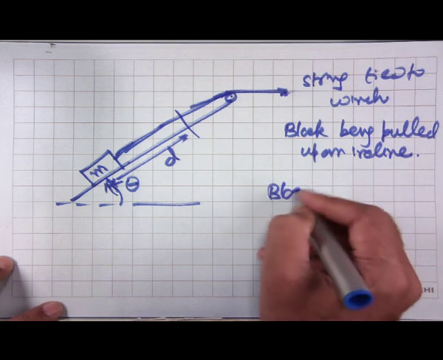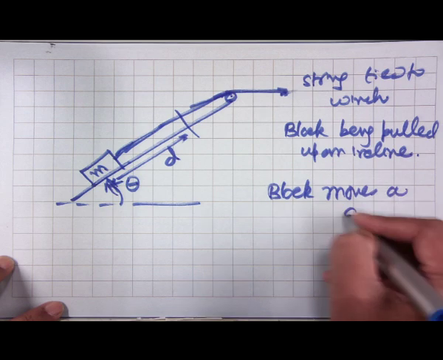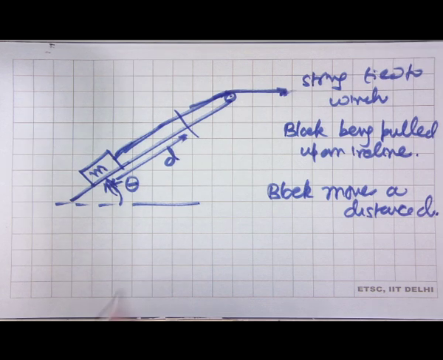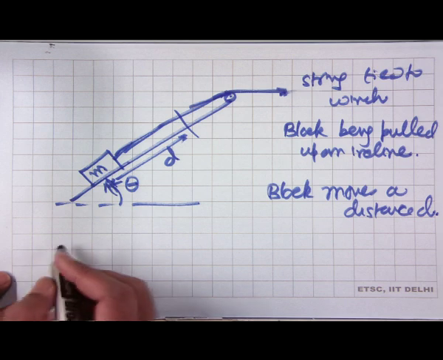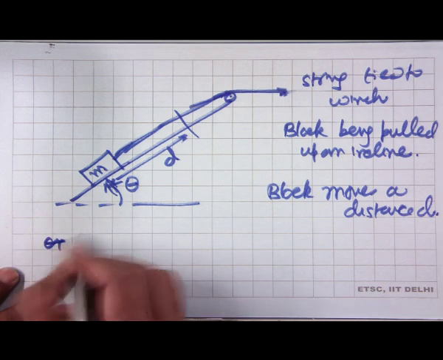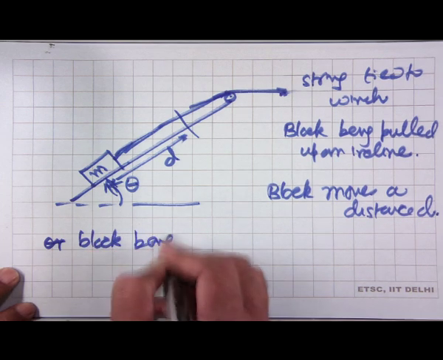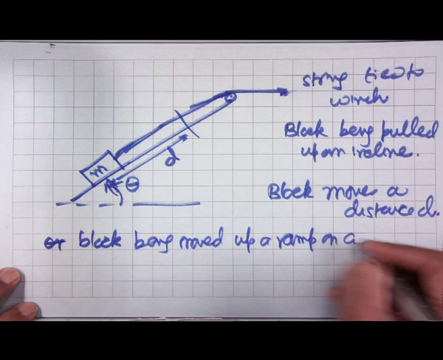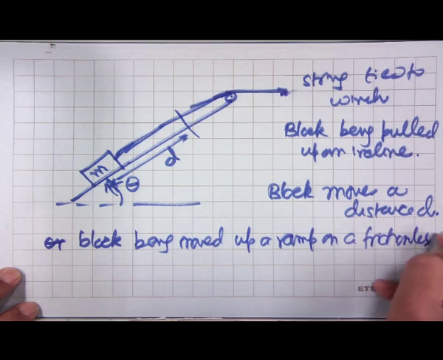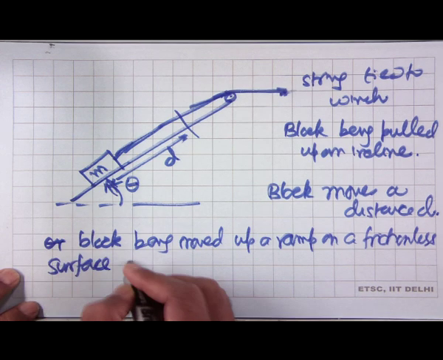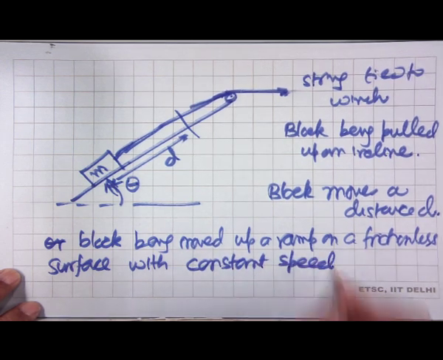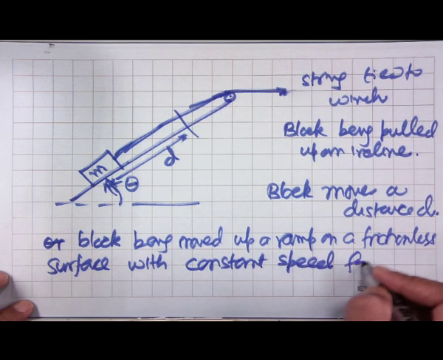The block moves a distance d, and the angle of the ramp is theta. So we have a block being moved up a ramp on a frictionless surface with constant speed for a distance d.